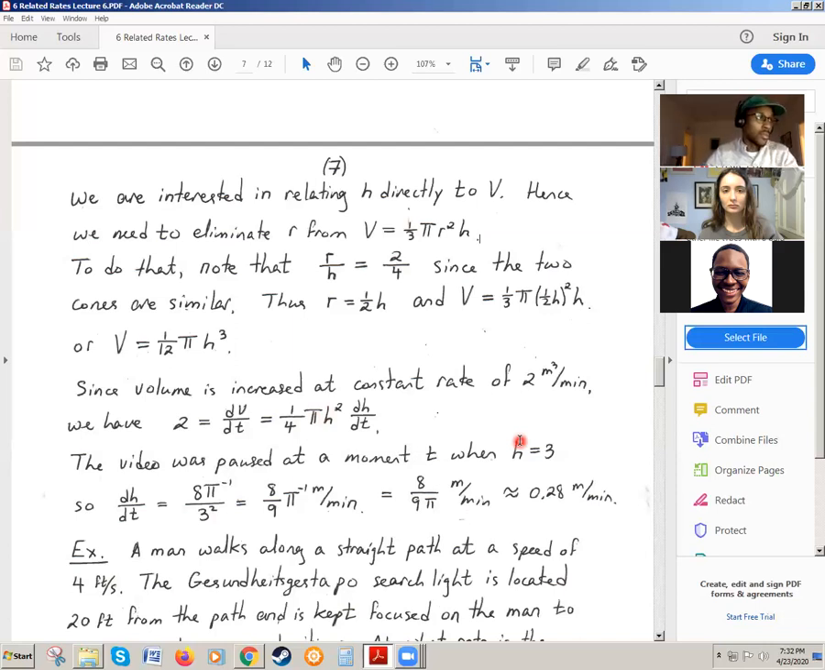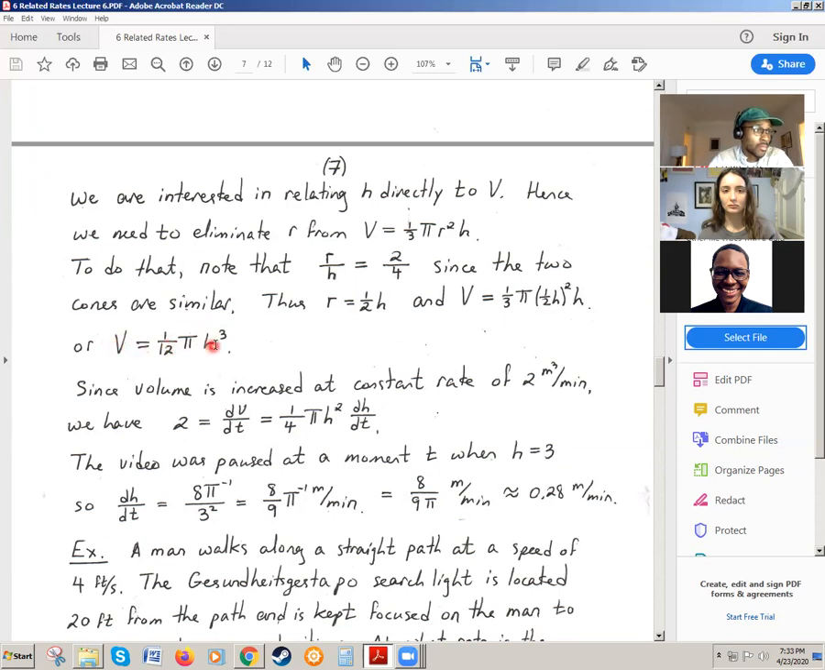I finished where volume is equal to 1/12 pi h cubed. That's where I got. Okay, that's only the volume, that's only the setup. So now you relate volume to h. Now I want to know how fast h is changing. So I want to know dh/dt. Correct? I want to get to dh/dt.